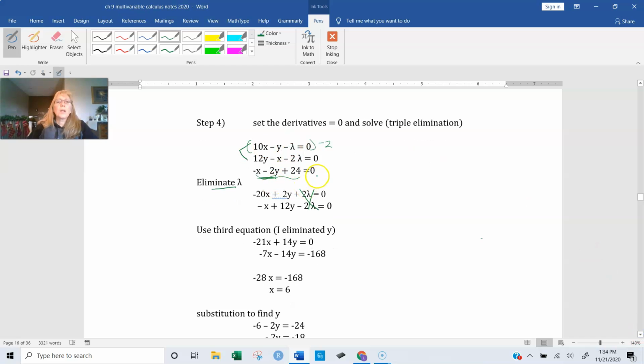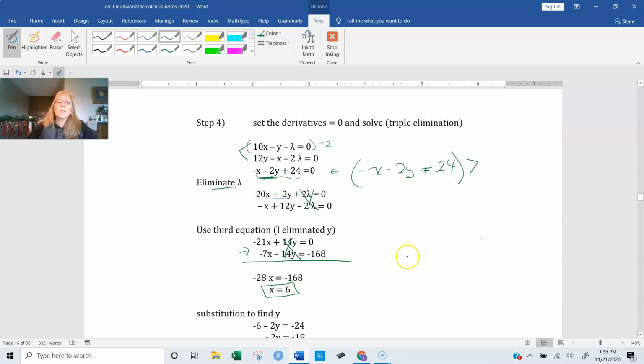So we're going to go through here. We're going to rewrite this equation. So this is negative x minus 2y equals negative 24. You can eliminate x or y. It doesn't matter in this case. I chose the y because it was a smaller number. So I multiplied this entire thing by 7. That's where the negative 7x minus 14y equals negative 168 came from. Negative 28x, so x equals 6.